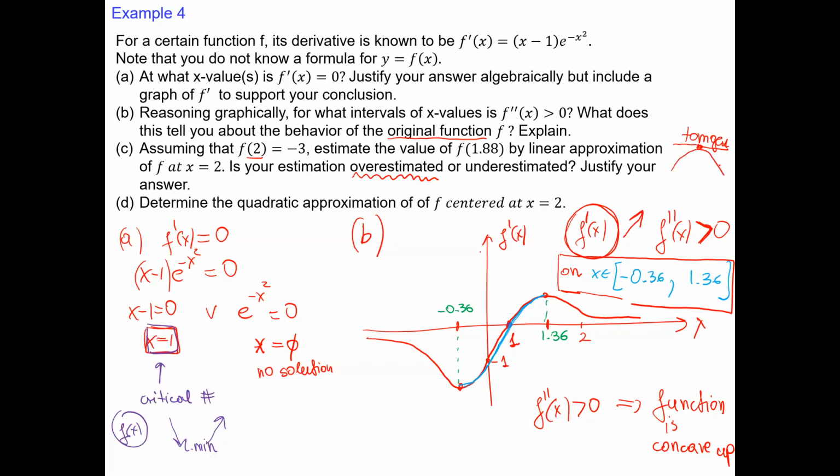It's only concave up on that blue part, because it's increasing. I can maybe write this as a function. I don't know how the function looks, but at 2, the function will be concave down. This is really schematic, but we will overestimate because the tangent is above.